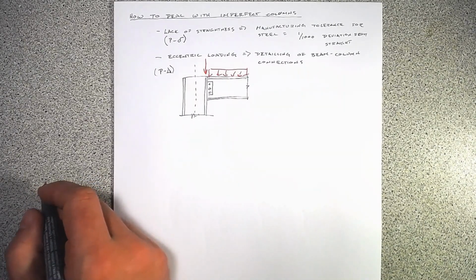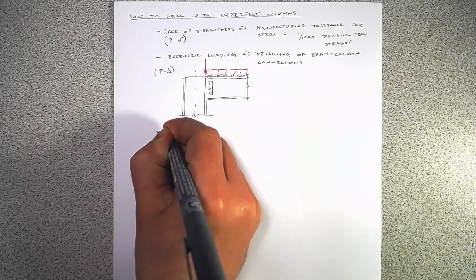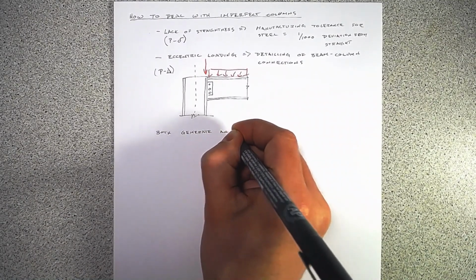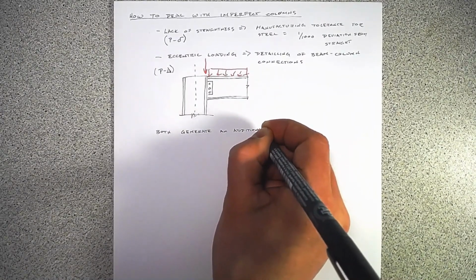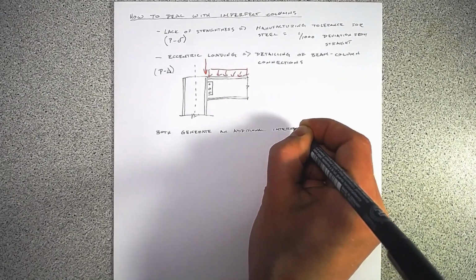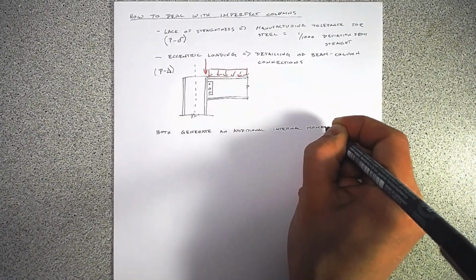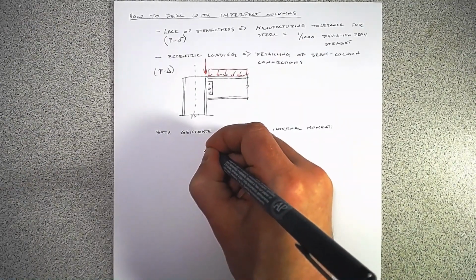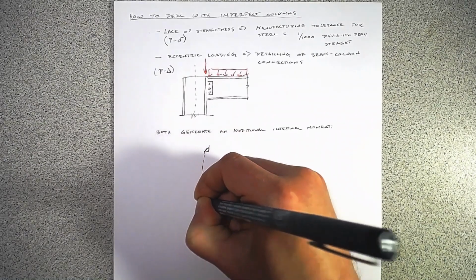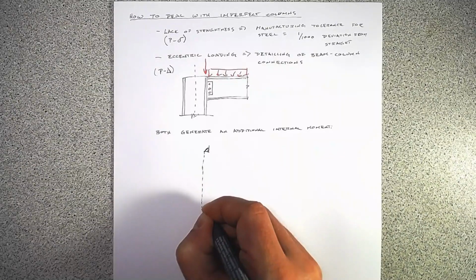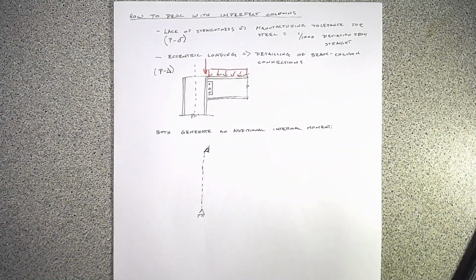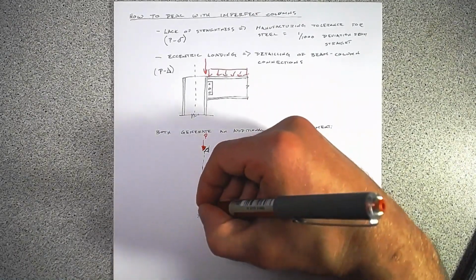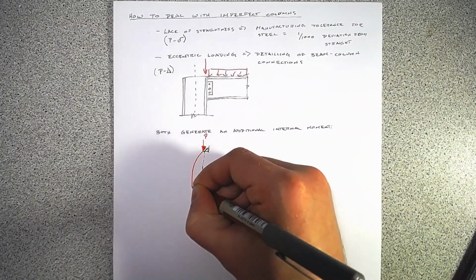Well, both of these generate an additional internal moment. So if we draw our column again, and this is our center line, and that's our load P. And so we'll have some overall deflected shape.